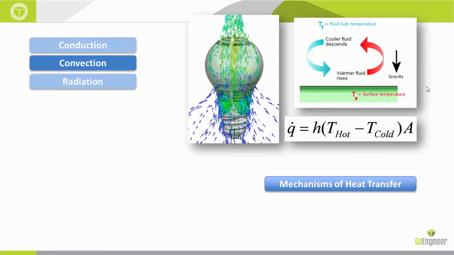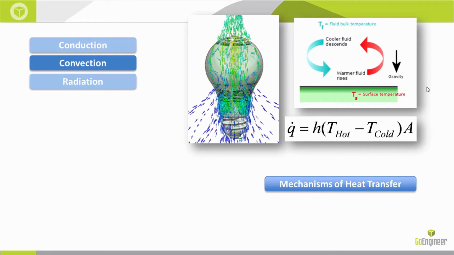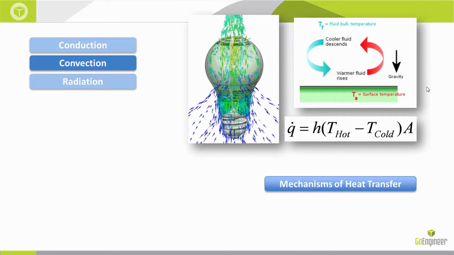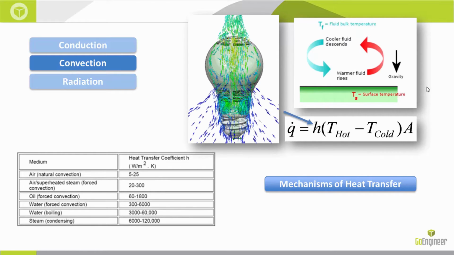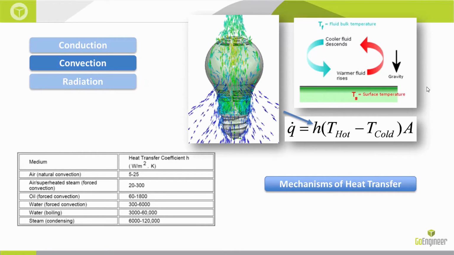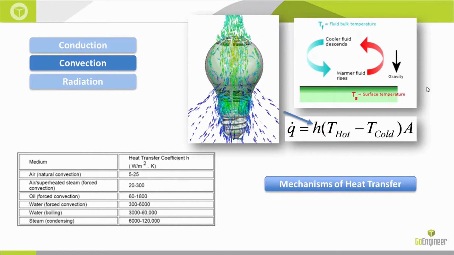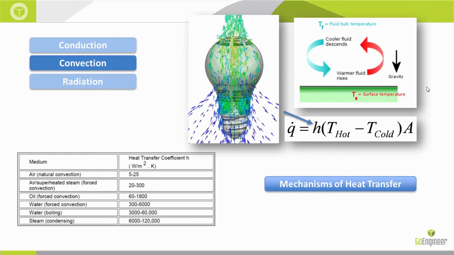Now, since you're unable to model both the solid medium and the fluid medium, you're able to model only the solid medium. What we use is a coefficient called a heat transfer coefficient that controls the rate at which heat is being carried away from your system.